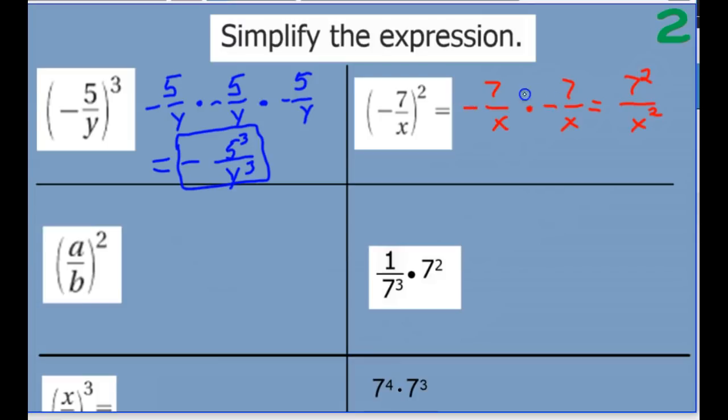Now we have 2 negatives. A negative times a negative is equal to a positive, so we can make these both positive, which would make our answer positive as well. We can simplify this even more because we know what 7 times 7 is, or 7 squared. 7 squared is 49 over x squared. So this is an okay answer. This right here is our best answer. So we can easily do 7 squared.